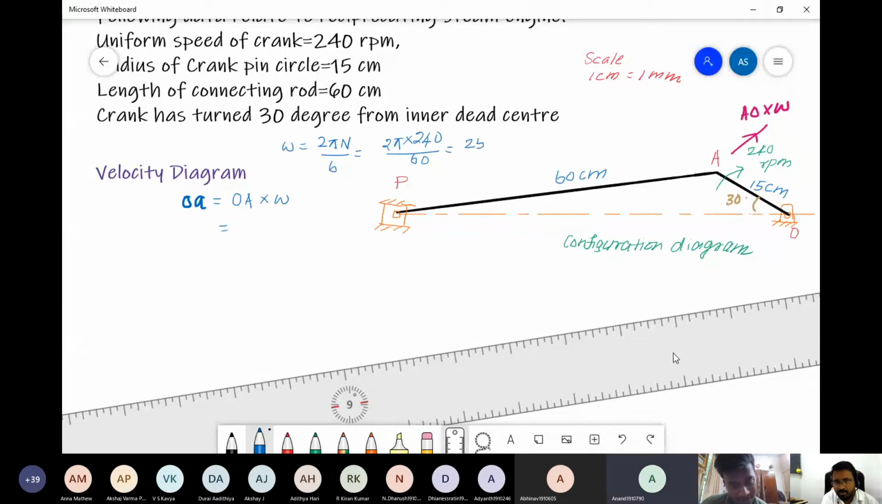What omega value are you getting? 25.13, correct? Radian per second. So this is the omega value you are getting. So omega is 25.13. So now we know OA. OA is 15 centimeter. You always put it in meters. That is better. So what are you getting?